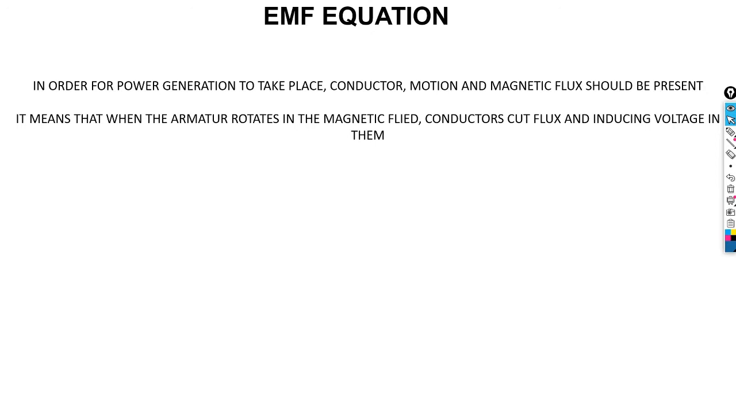And therefore, in the EMF equation for our DC generator, in order for power generation to take place, conductor, motion, and magnetic flux should be present, as we explained. It means that when the armature rotates in the magnetic field, conductors cut flux, inducing a voltage in them. Therefore, our equation for the induced EMF is given by 2 times the flux times Z and P times 60 over C.